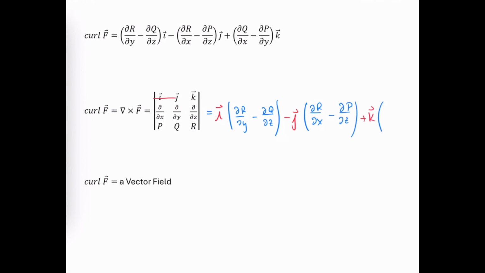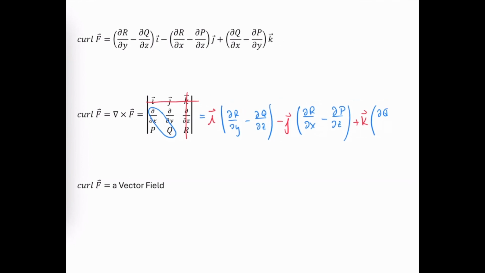To get that product, we're going to eliminate the row and column that contain k. We start with the product of the elements along the main diagonal, which is partial Q with respect to x, minus the product of the elements in the other diagonal, which is going to be partial P with respect to y. And as you can see, that's exactly what we have here. So we can just memorize this bit as our formula for calculating the curl of F.